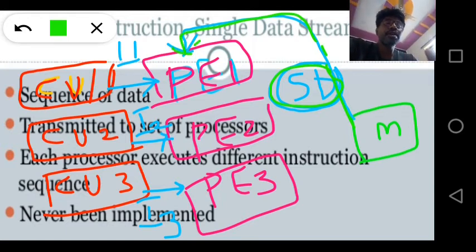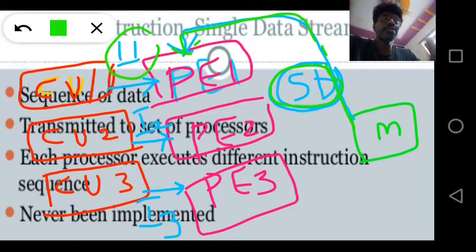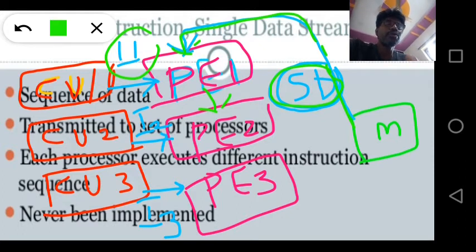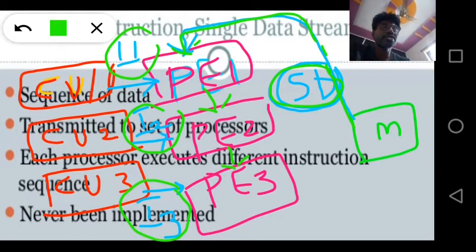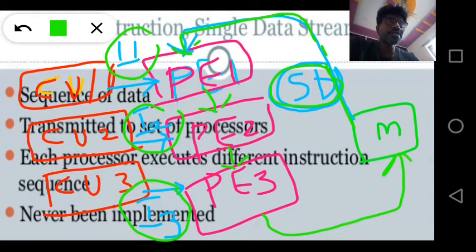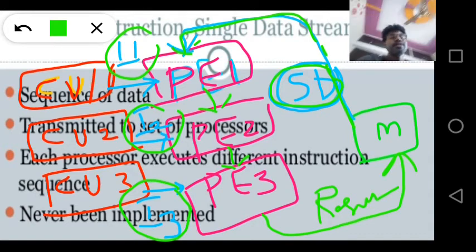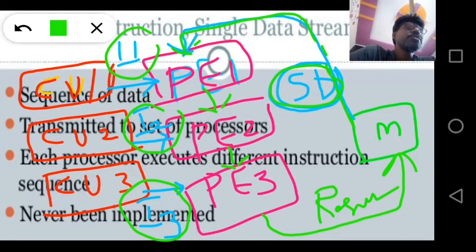Then instruction 1 is executed on the data when it modifies, and the output of this result is sent as an input for instruction 2. Similarly, the output of instruction 2 is sent as an input for instruction 3. Finally, the results are sent back to memory. So this is how the multiple instructions and single data works.